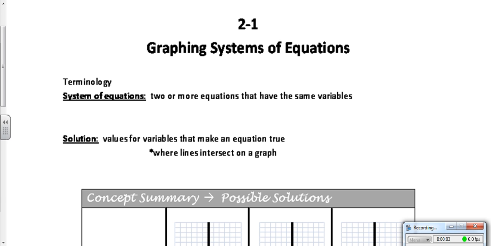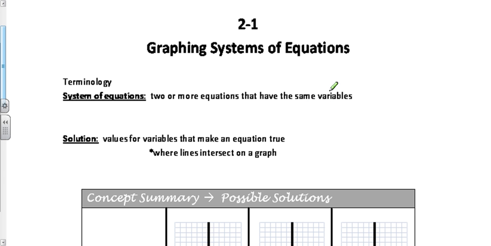Lesson 2.1 Systems of Equations. Now we're going to start looking at dealing with more than one equation. And the reason we can deal with more than one equation is that they have the same variables. So by definition, a system of equations is two or more equations that have the same variables.